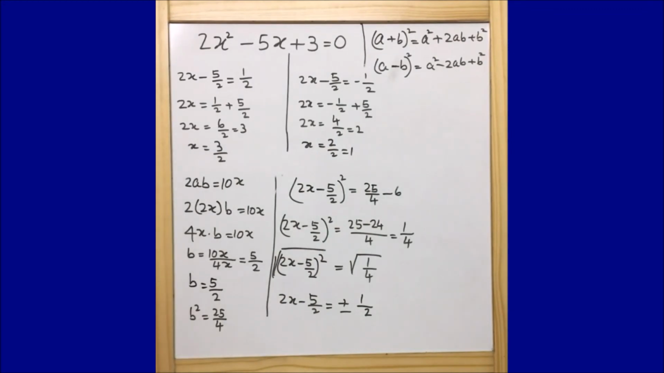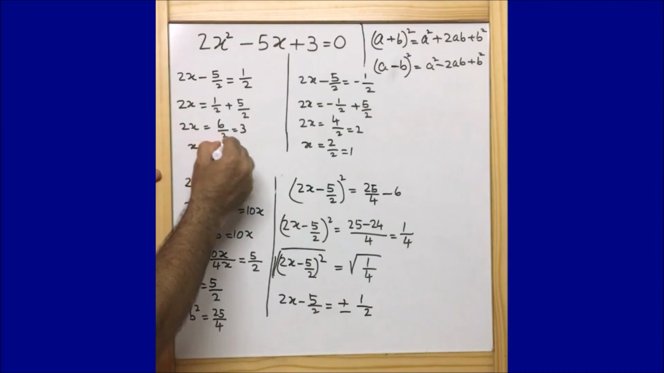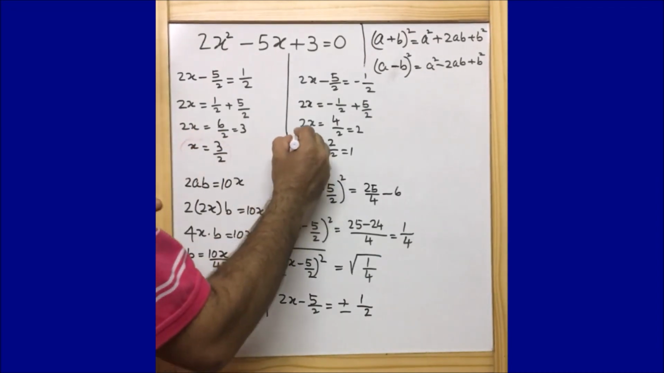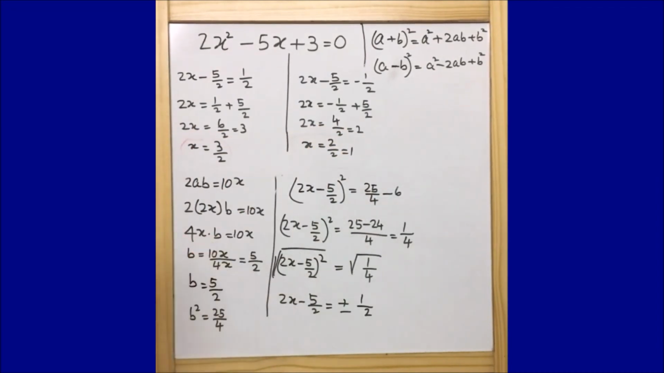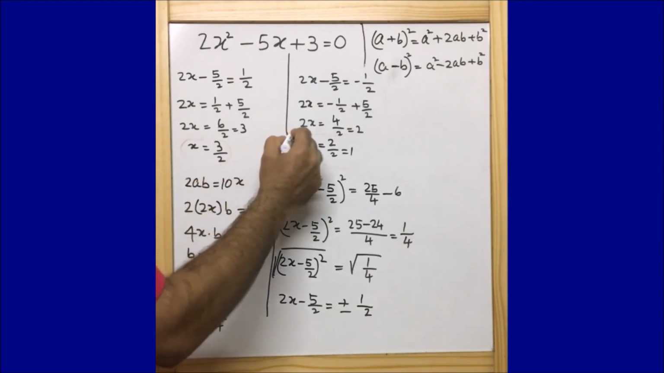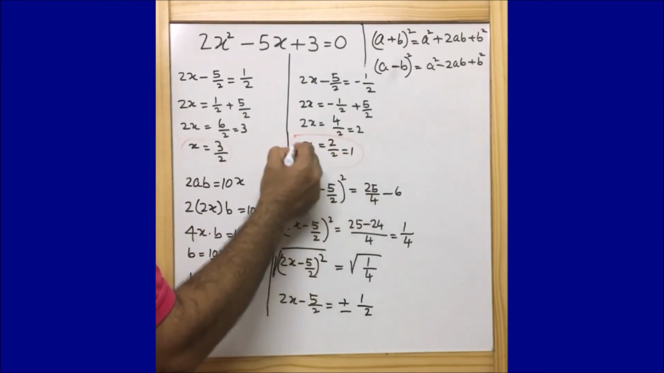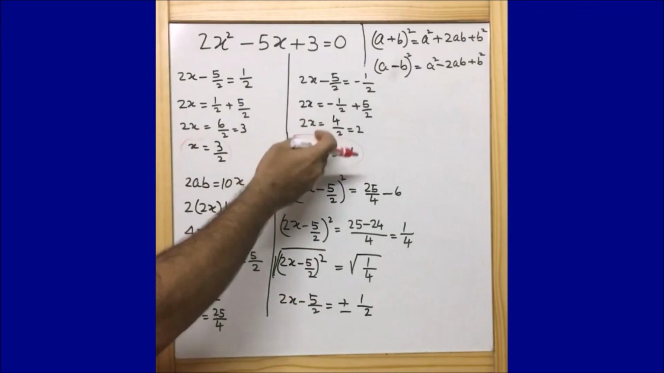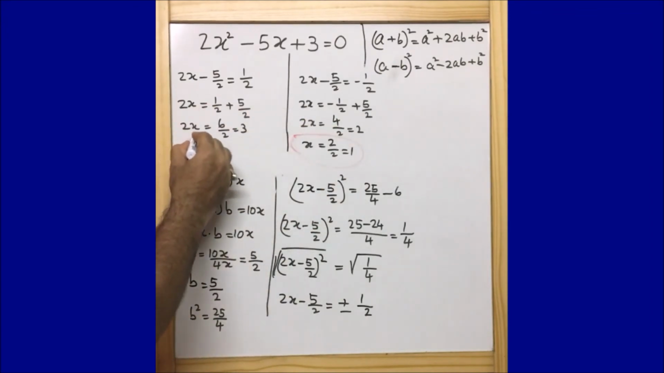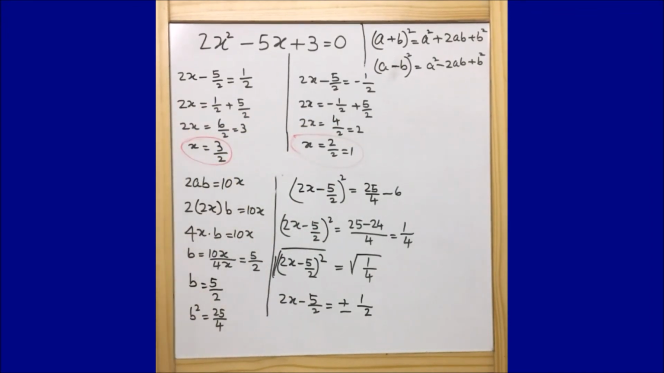So guys, we got 2 values of x here. As usual, from a quadratic equation we always get 2 values of x. One is x is equal to 2 upon 2, that is equal to 1, and the other value is x is equal to 3 by 2. Hope guys you understood this calculation, the way we computed the method of completing the square.